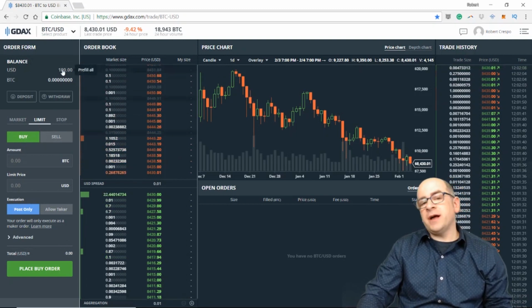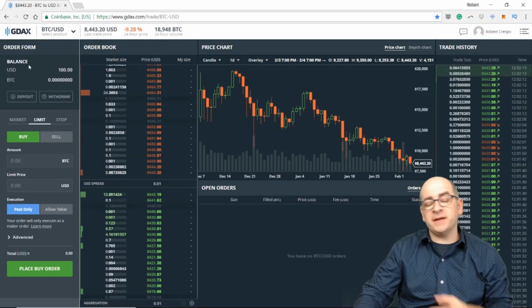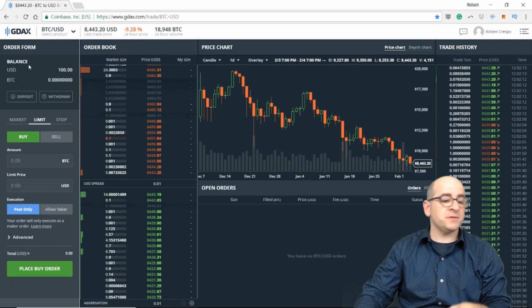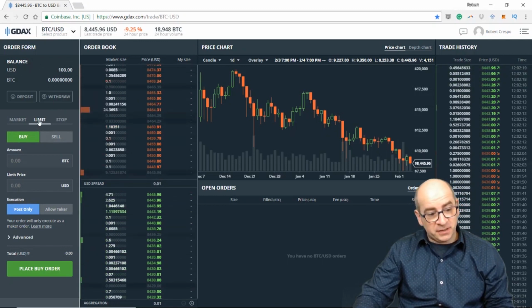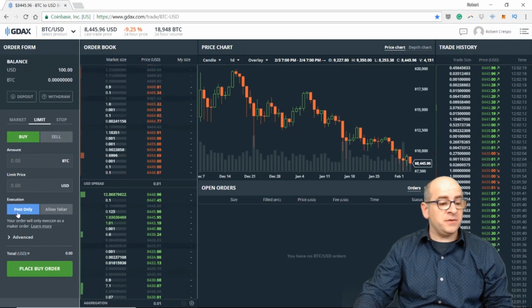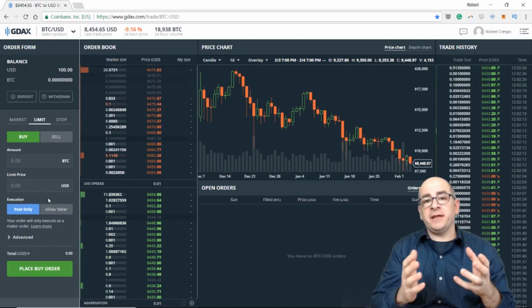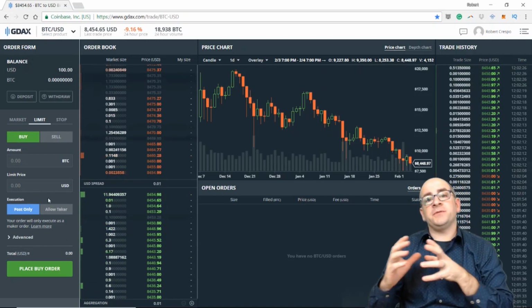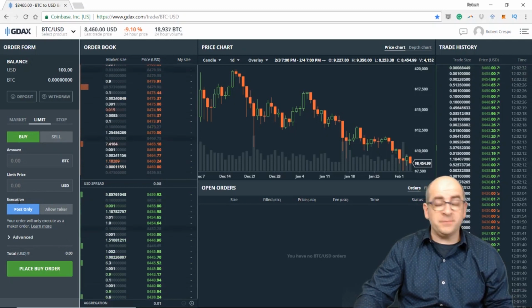I have $100 sitting in the balance here. I want to spend all of that $100 to buy Bitcoin. So you need to click on the buy, make sure the limit is selected, and also the post only. Post only will allow the entire order to be filled in its entirety, so you're not going to be paying any of those fees at all. Do not click the allow taker fee, only post only.